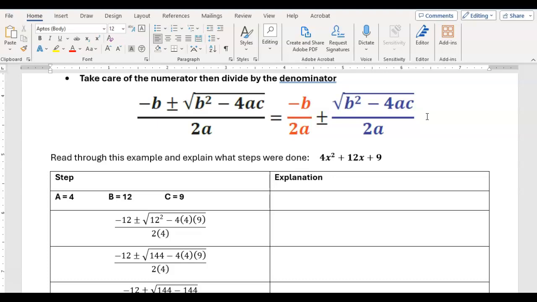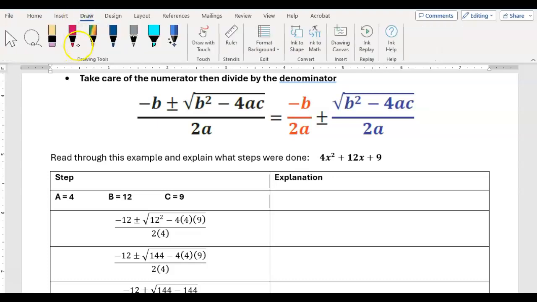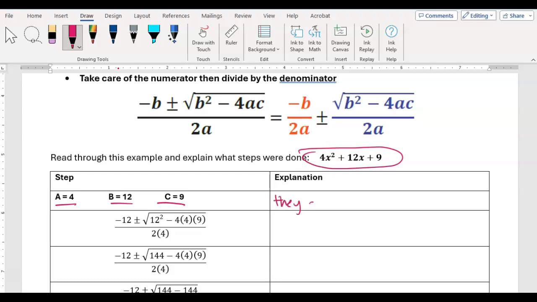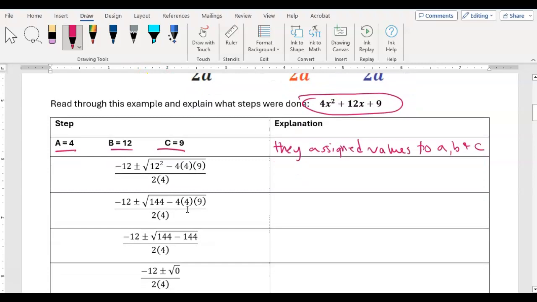So here is the equation that we're looking at: 4x squared plus 12x plus 9. So here, step 1, a is 4, b is 12, c is 9. So they assigned values to a, b, and c from the equation, right? Then the next step is they plugged in values for a, b, and c.